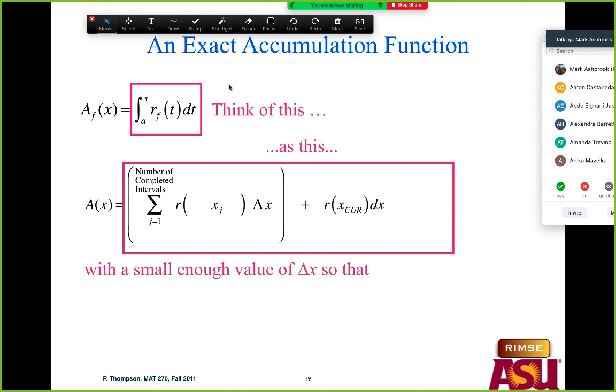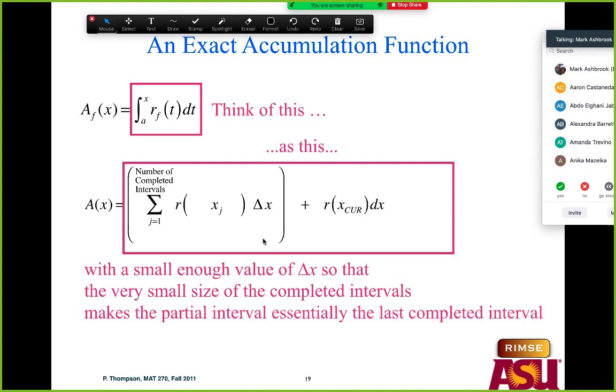But this now has the super small delta x. So we want to think of the integral as our approximate accumulation function with the smallest value of delta x, so that the very small size of the completed intervals makes the partial interval essentially the last completed interval. So the difference between dx and delta x is negligible. It's kind of like they're all dx.